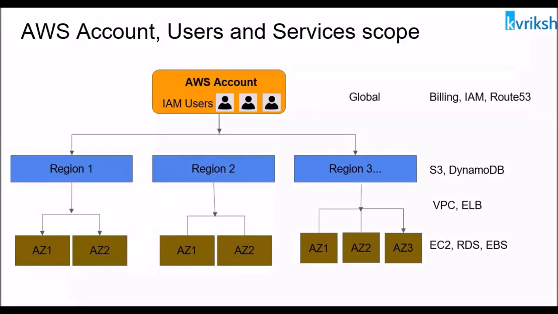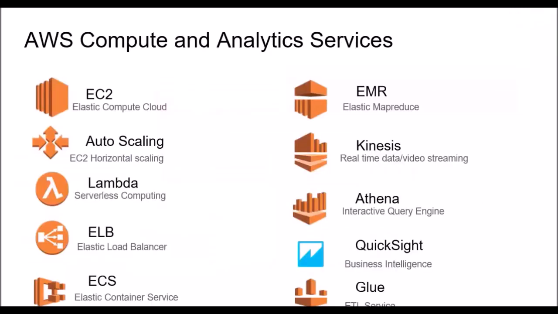Now let's move to AWS services. There are so many AWS services. As I said, there are 130 plus AWS services, and we can broadly categorize them into different kinds, like computing power or analytic services.